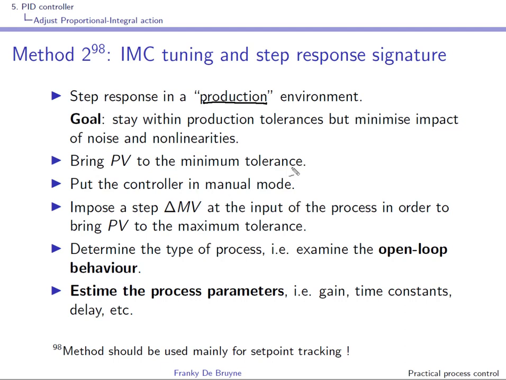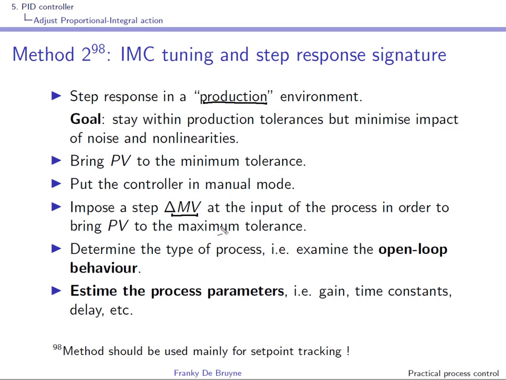So the idea is to bring PV to the minimum tolerance, or as close as possible to the minimum tolerance, put the controller in manual mode and impose a delta MV that will make sure that PV is going to go close to the maximum tolerance. But of course it should not exceed this maximum tolerance, otherwise you'll have problems with production and what you're producing might be worthless and will have to be thrown away.